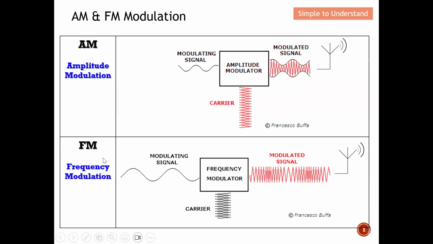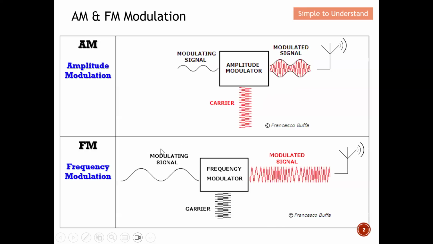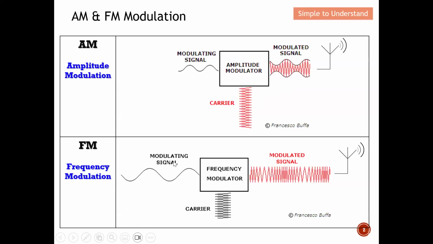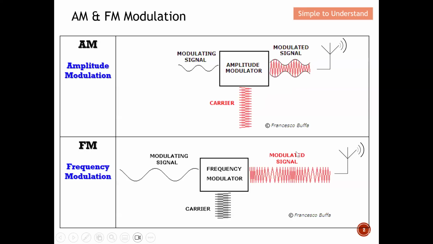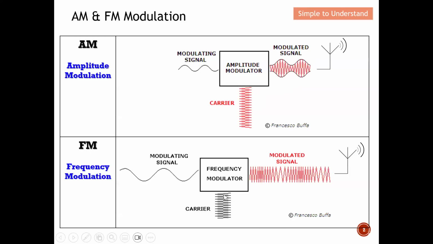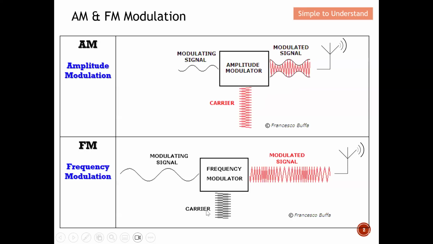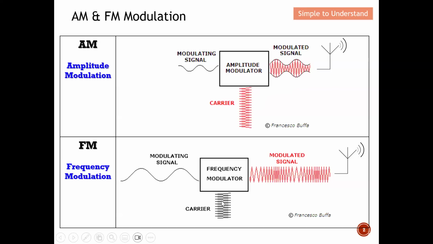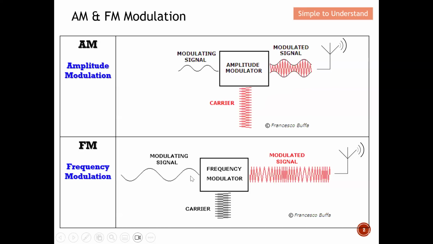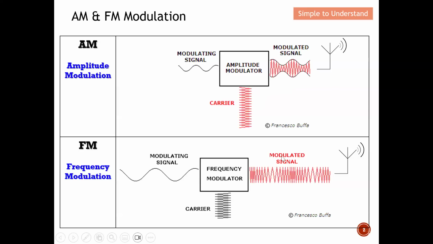Next, frequency modulation is the same thing. This is the modulating signal. This is the signal that I actually want to send over to the recipient. This is the carrier, and again, you can see that the carrier also has a higher frequency as compared to the modulating signal. Now, let's take a look at the modulated signal.